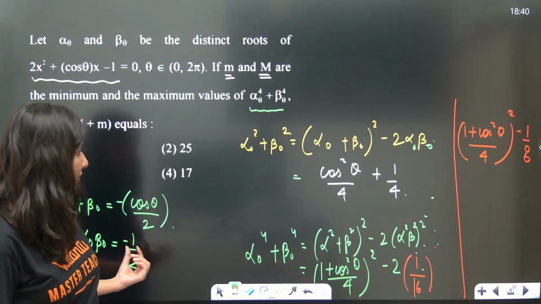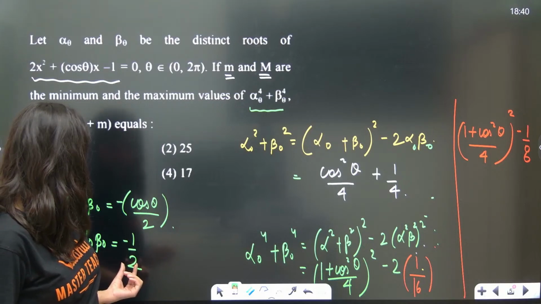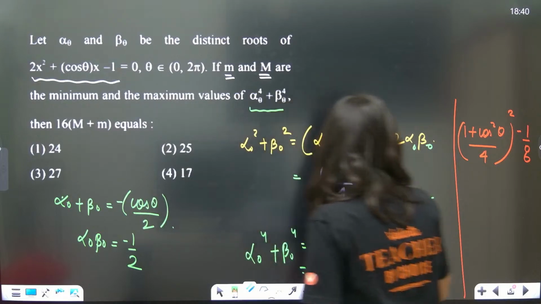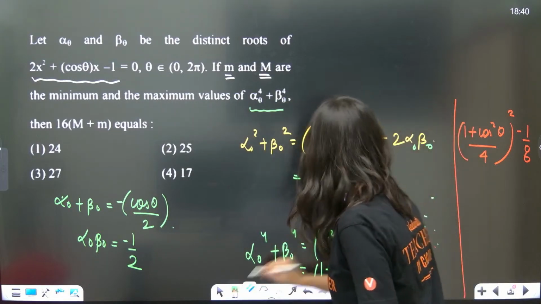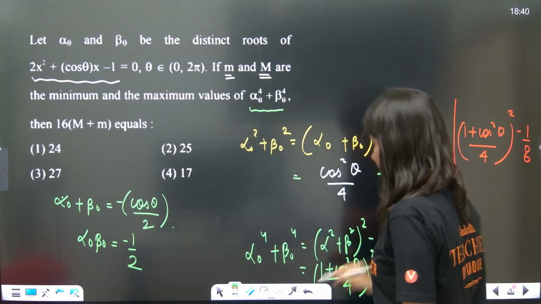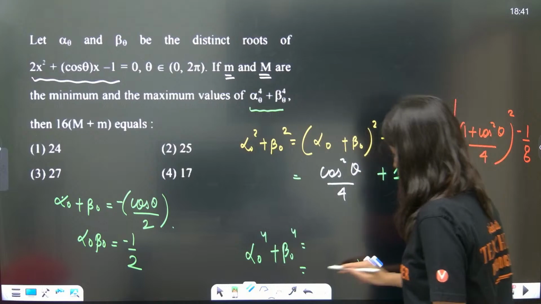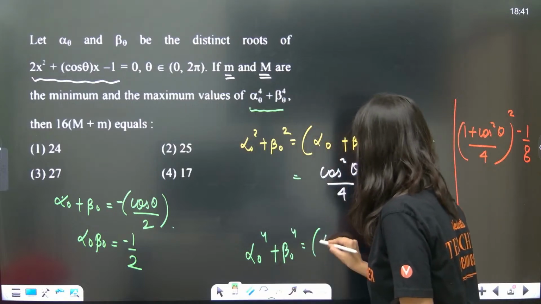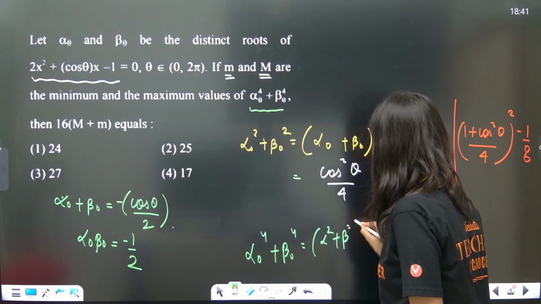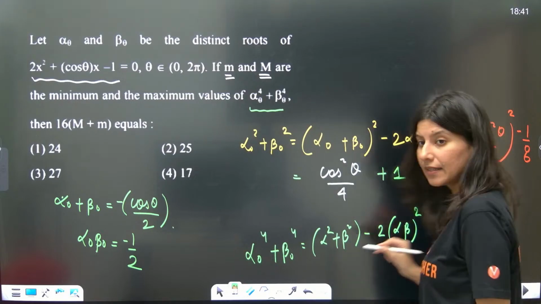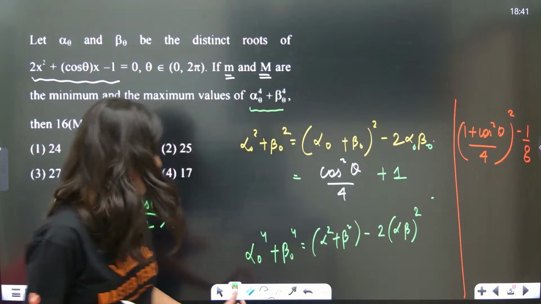Minus 2 of alpha naught beta naught. Sorry students, this is 2 into, here it will be what? Plus 1, correct? Plus 1. Oops, this is plus 1. Okay. Now if I talk about this, alpha square plus beta square minus 2 alpha beta whole square. Is that correct now? Better? Yes?